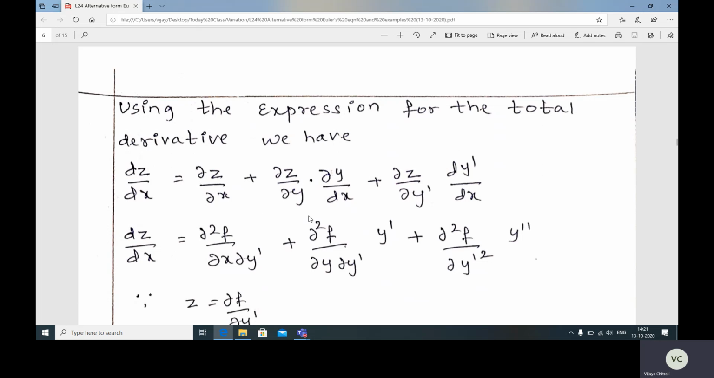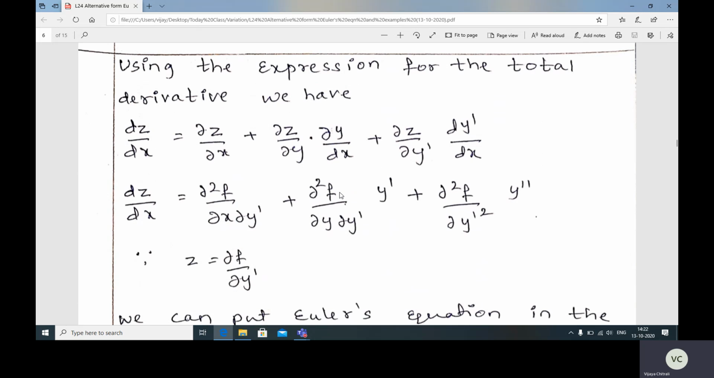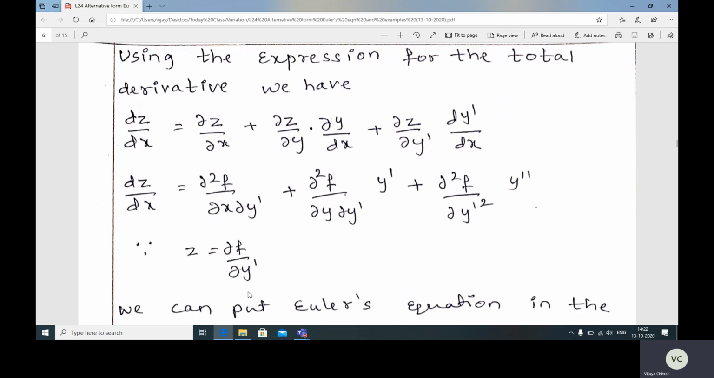Now the above equation becomes dz divided by dx equal to ∂²f divided by ∂x ∂y', because we have taken z as ∂f divided by ∂y', plus ∂²f divided by ∂y ∂y' into y', plus ∂²f divided by ∂y'² raised to 2 into y'', because we have taken z as ∂f by ∂y'.